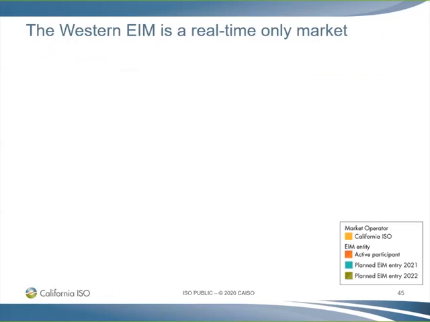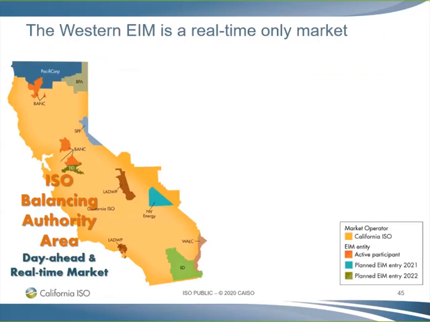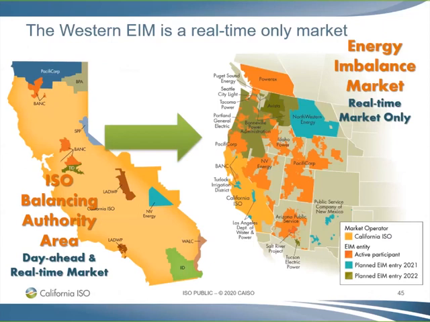The Energy Imbalance Market, or EIM, is an extension of the ISO's real-time market offered to any balancing authority in the western area of North America. It provides a low-cost, low-risk option that balances load and resources automatically and economically. Full market members seamlessly participate in both the day-ahead and the real-time markets, while EIM entities only participate in the real-time market.